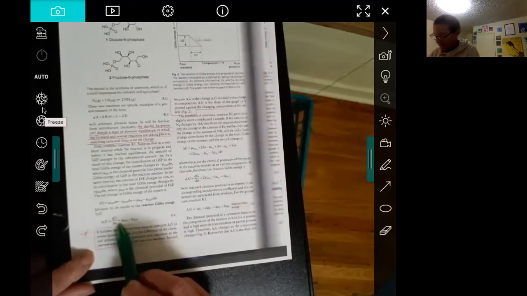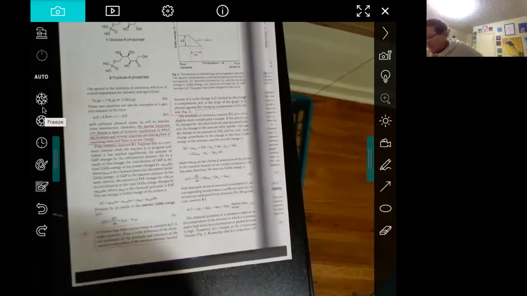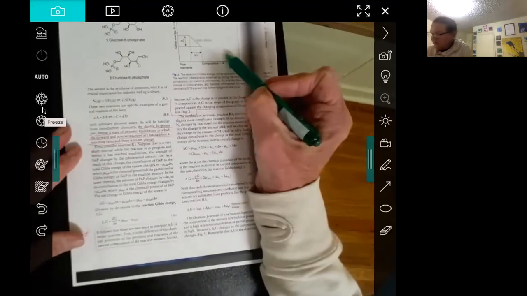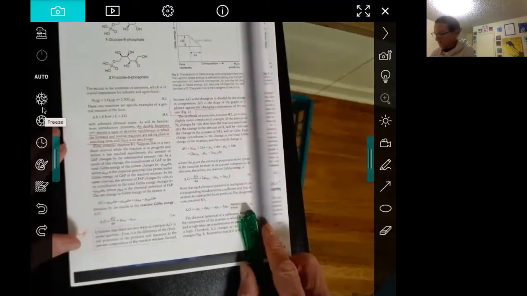So remember, these two depend on composition, the chemical potentials, at the current composition. And second, because delta G is a change in G divided by the change in composition, it's also the slope of the graph. And so when we get down here to where Gibbs free energy is a minimum, the slope of that line is also equal to 0.